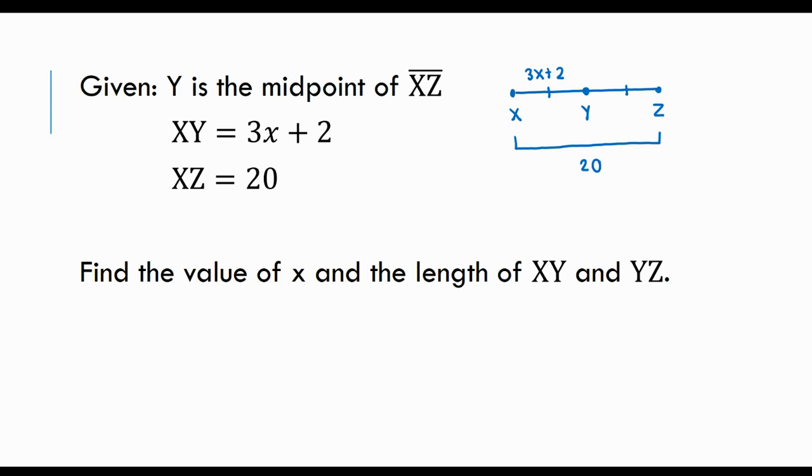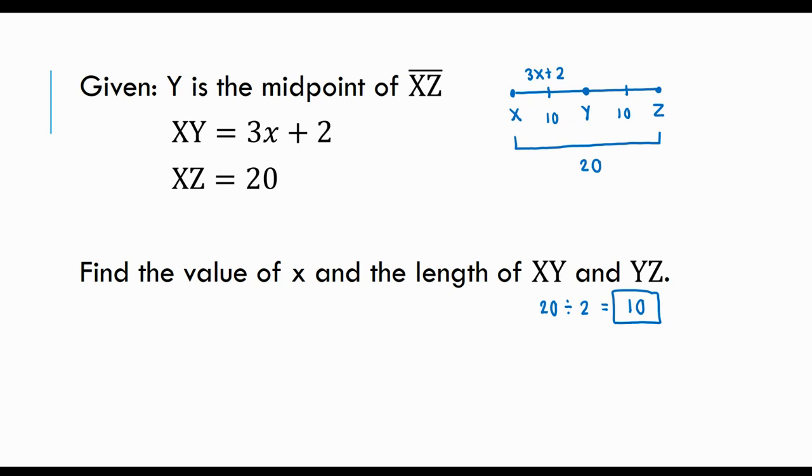Because I gave you the whole length of XZ, think about it. If Y is the midpoint, that means it's halfway. So because I'm giving you the entire length, we can find the lengths of XY and YZ without really having to do much algebra. I'm just taking 20 and dividing it in half. That tells me those two smaller lengths, XY and YZ, both have to be a length of 10, because 10 and 10 get me that entire length of 20. So I just answered the second half of that question without having to do too much algebra.